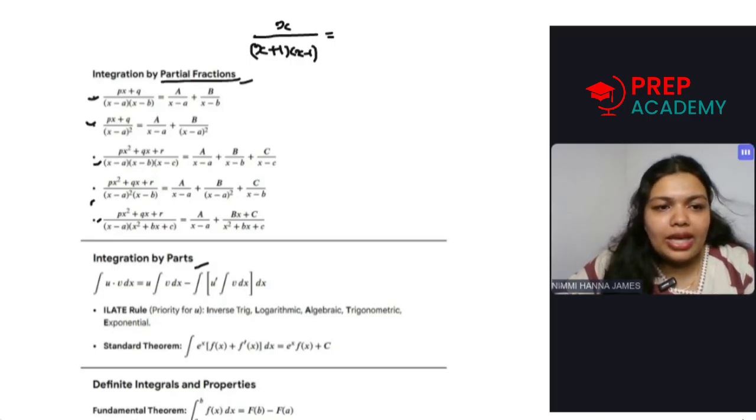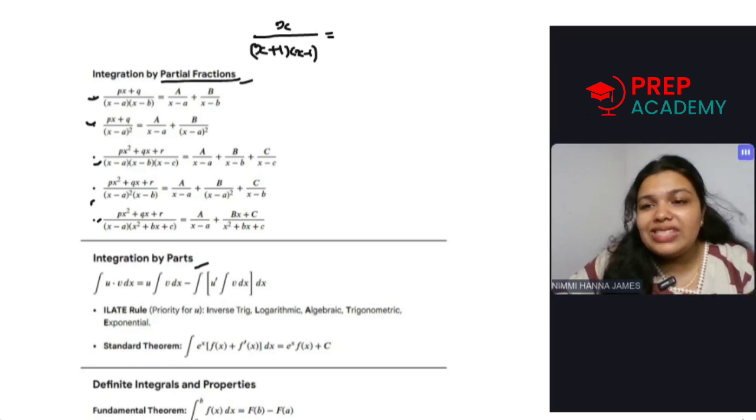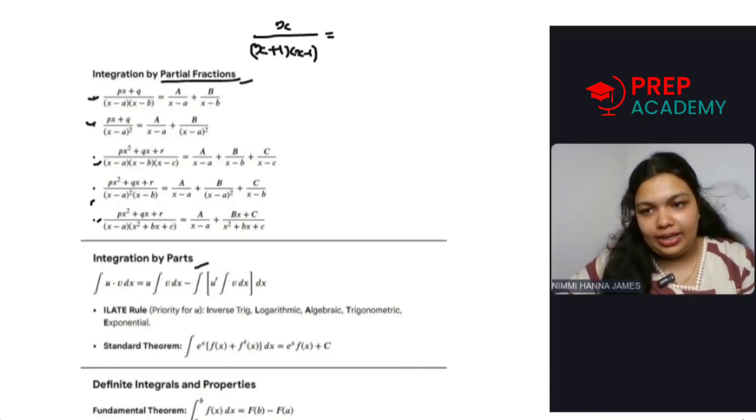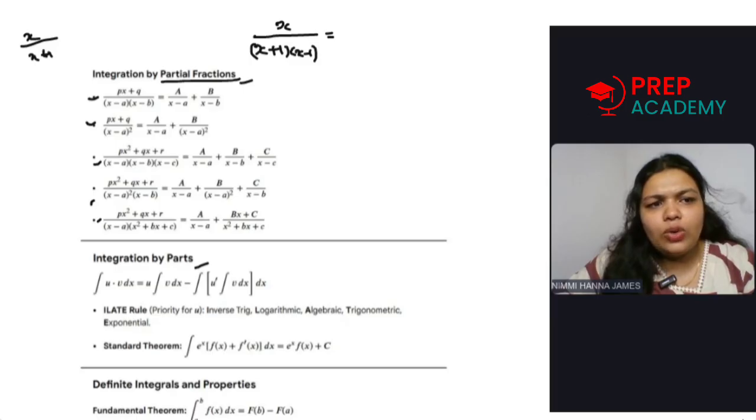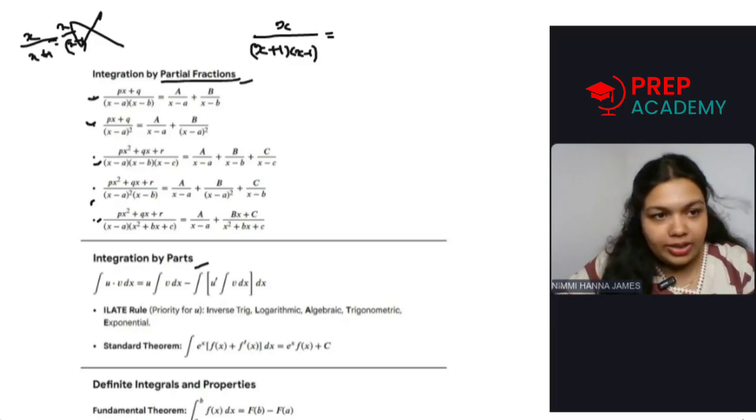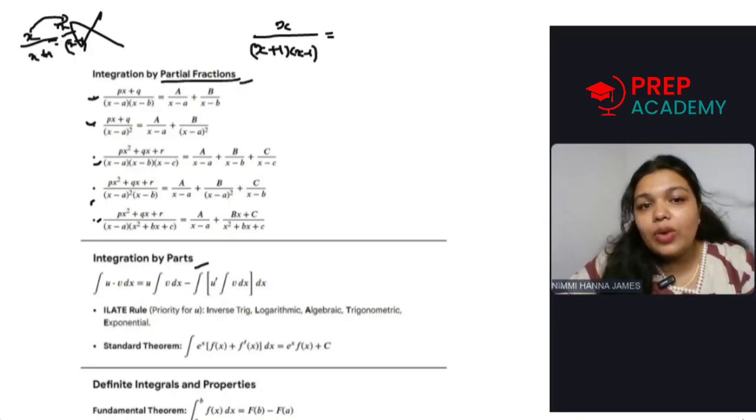So px plus q by x minus a into x minus b is equal to a by x minus a plus b by x minus b. That's what we're going to do. We want to separate this. Our ultimate goal is to split them into two and then integrate. Can we write x by x plus 1 into x by x minus 1? No, it is very wrong. It's a blunder. If this were right, we would multiply the numerators and get x square. But here we can't do that.